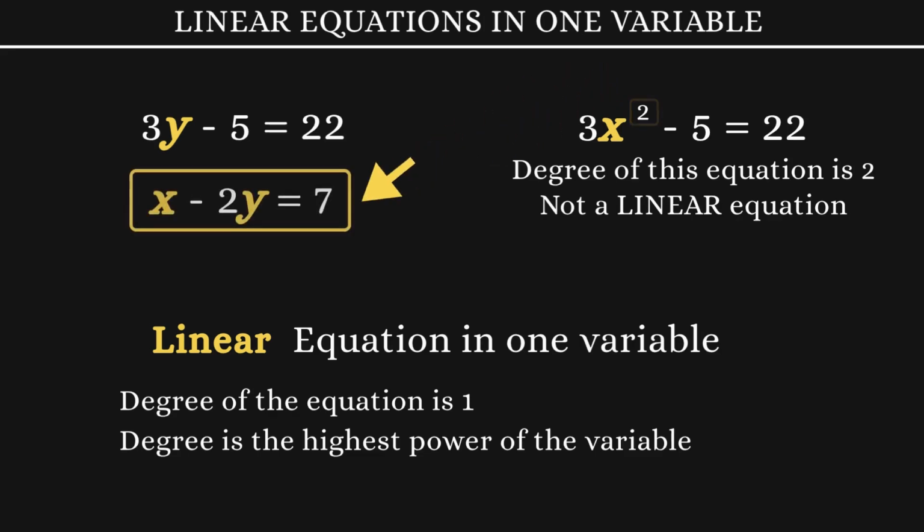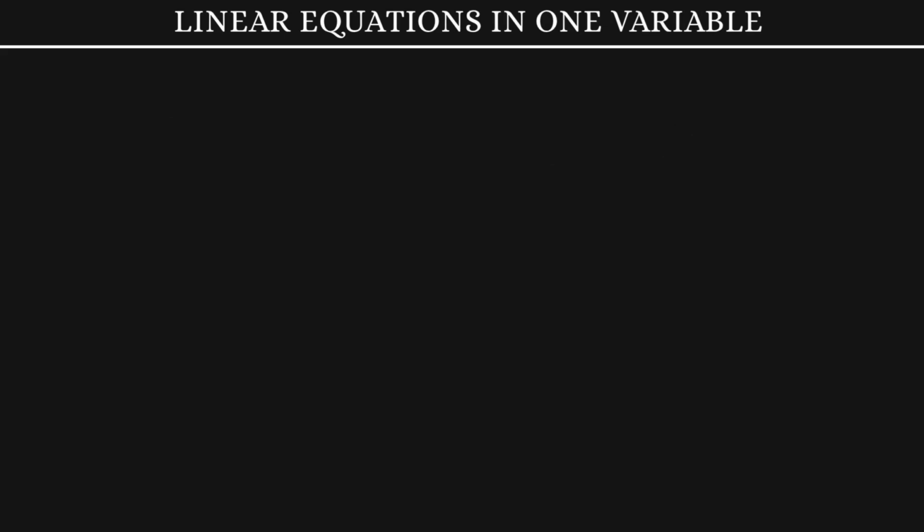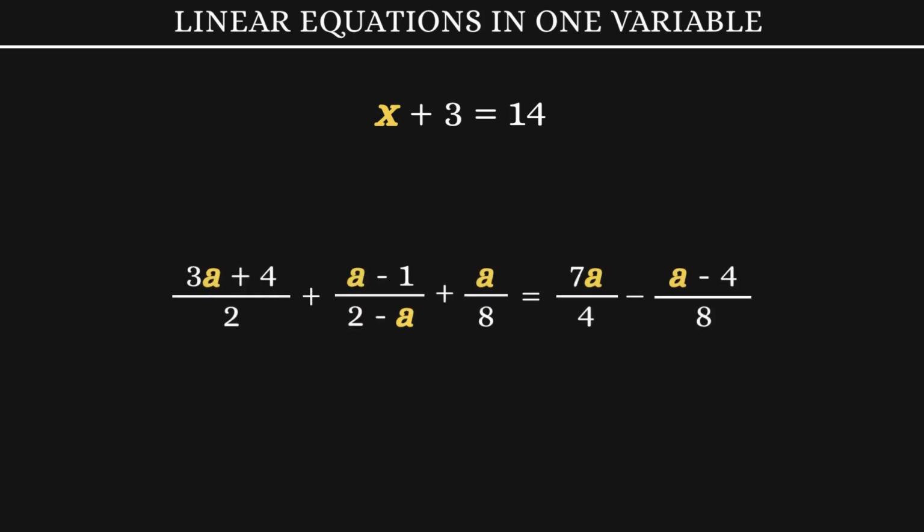Now let's check this equation. x minus 2y is 7. This is an equation of degree 1. But there are two variables, x and y. That is for a later class. Today we will be focusing only on linear equations in one variable. We'll start with something simple like this, and by the end of the video, you will be able to solve some equations like this. So let's get started.